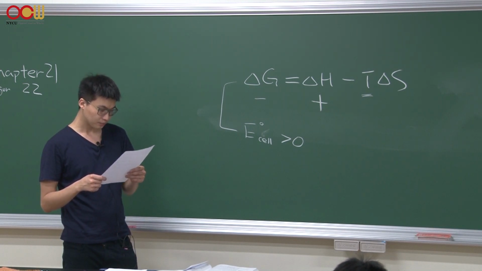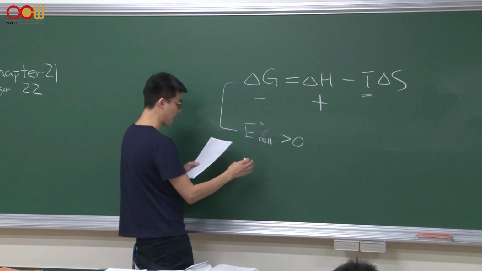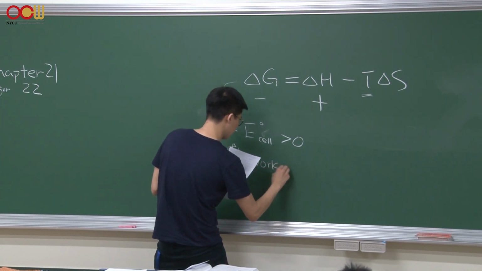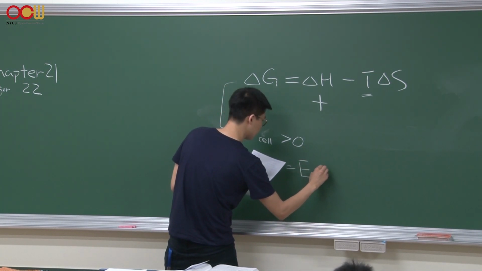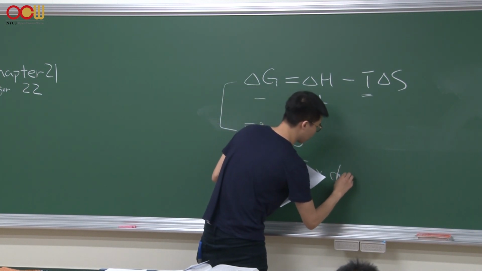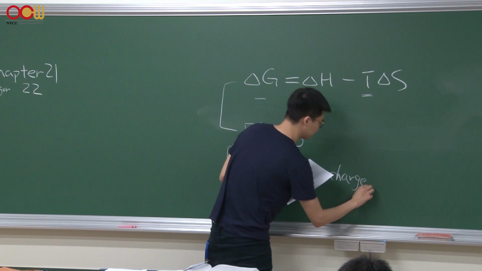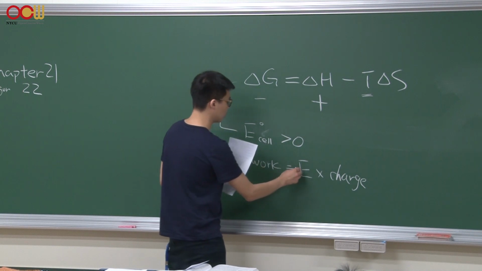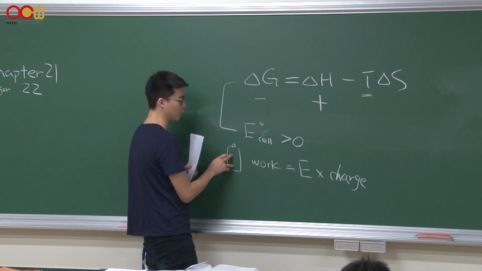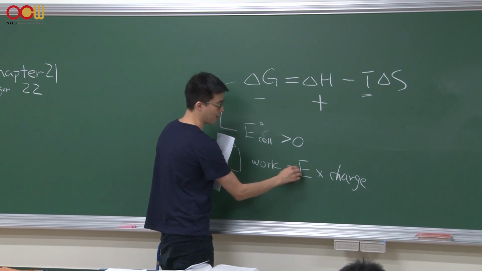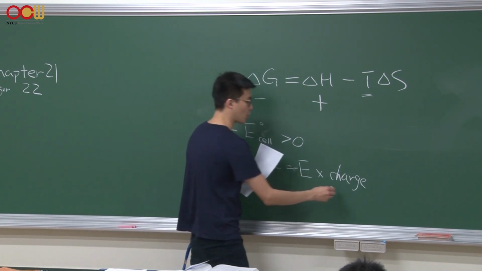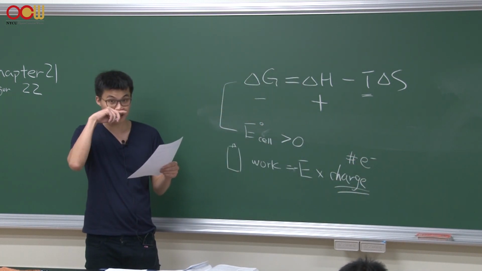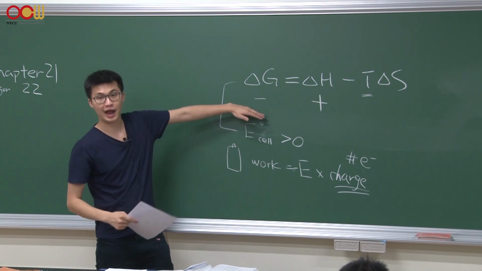So we consider the work done by a battery to be related to its potential difference times charge. Electrons have charge, which has the unit of coulombs. Because this is the battery doing work on its surroundings, we have a negative sign in front of it. And the charge really has to do with the number of electrons involved in this process, transferring between your cathode and your anode.